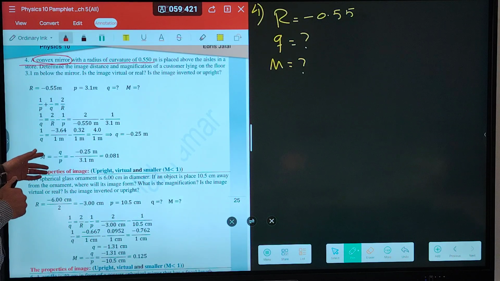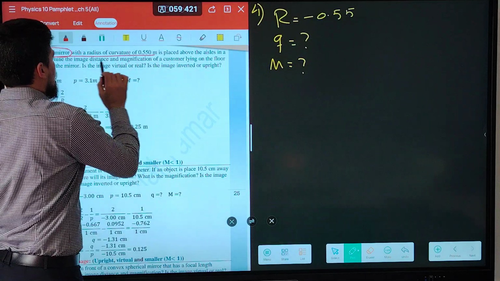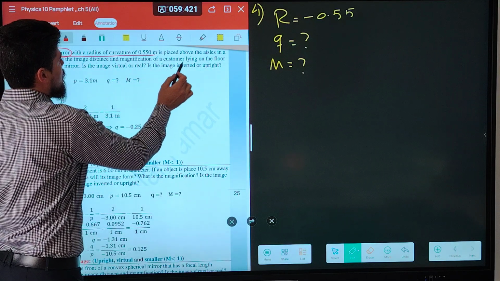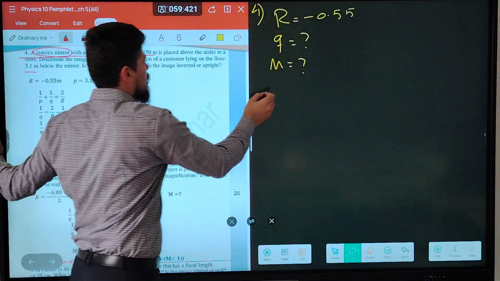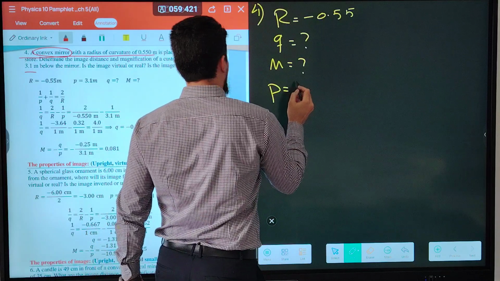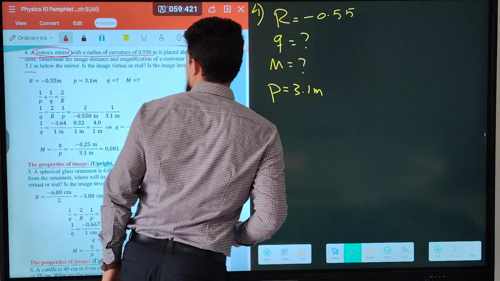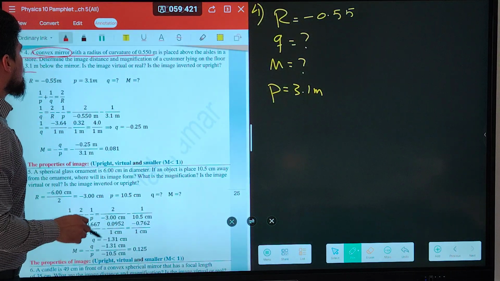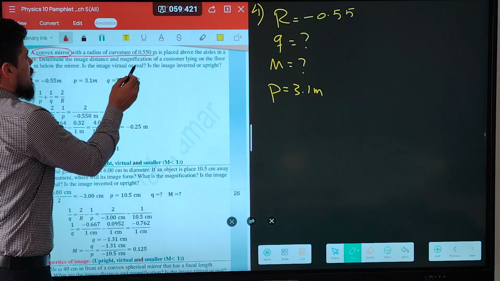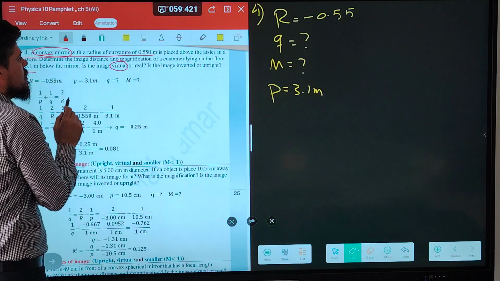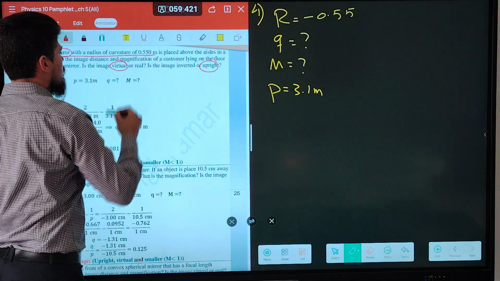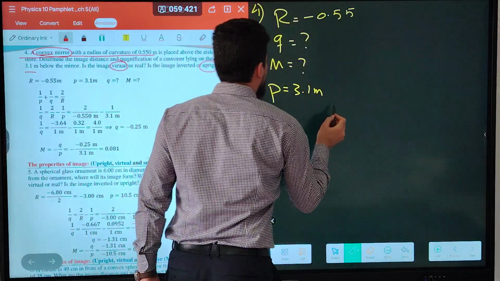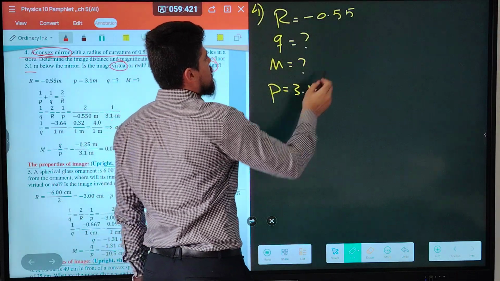Okay, the image distance and magnification of the customer lying on the floor. This is P, object distance, 3.1 meter below the mirror. Is the image virtual or real? The image is virtual because it's convex. Is the image inverted or upright? Okay, so let's find Q and magnification.